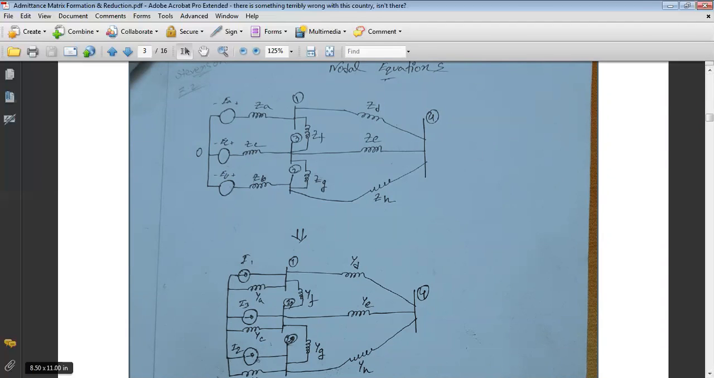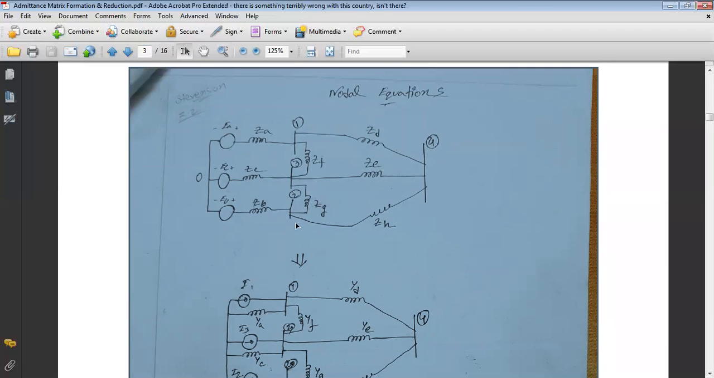In this diagram, there are four buses and three generators. This is generator 1, this is generator 3, and this is generator 2. It is very important to consider the bus numbers as they are. Here, this is bus number 1, next this is bus number 3, here this is bus number 2, and on the right side this is bus number 4. So it is very important to consider the bus numbers as they are, that is 1, 3, 2, 4.